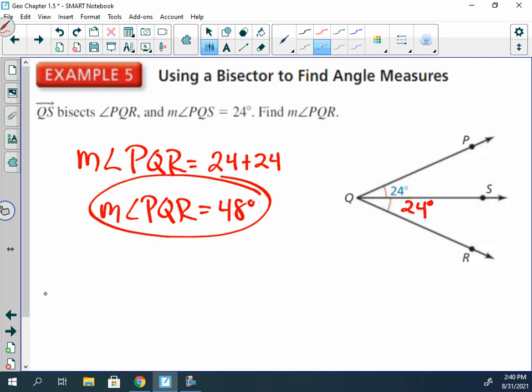Any other questions on this here? That's it. Yes, it asked us to find the measure of PQR. Well, PQS is 24, SQR is 24 because of the angle bisector, and we add those two together to get the whole angle.